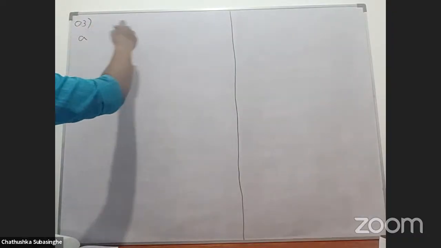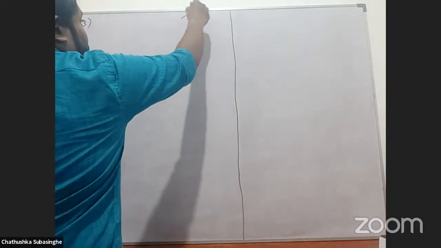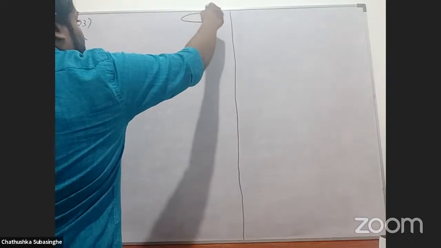Third question says a right circular cylinder vessel with internal base radius 7 centimeters and height 15 centimeters is filled with water up to a height of 10 centimeters. Calculate the volume of the water. So let's straight away draw a diagram first. Here we don't have a diagram. So the very first thing that we should do is drawing a diagram. So we have a cylinder.